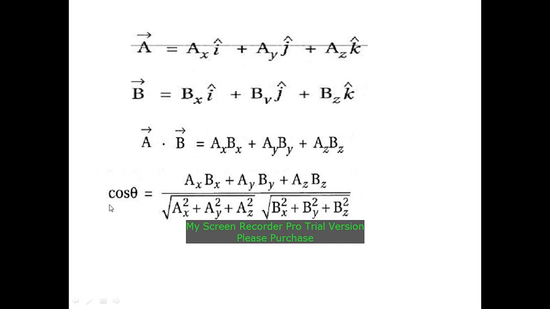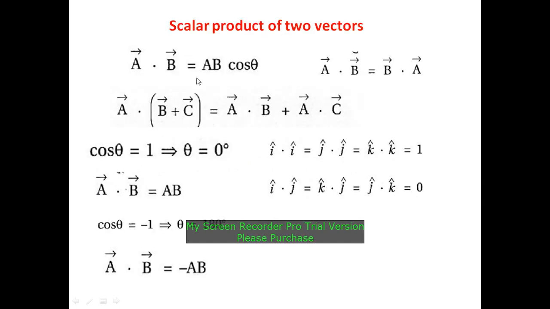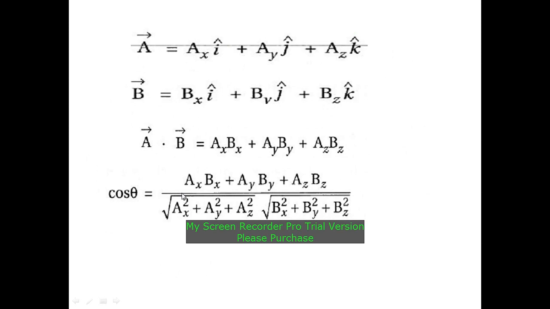Another equation is, suppose we take the value of a dot b in this equation, right? So we can calculate cos theta here. So this is cos theta equals ax bx plus ay by plus az bz upon magnitude of vector a and magnitude of vector b. So this is another formula to find out the value of theta.